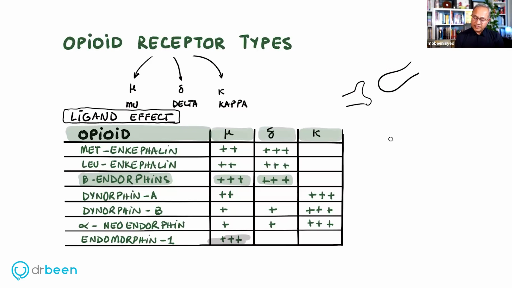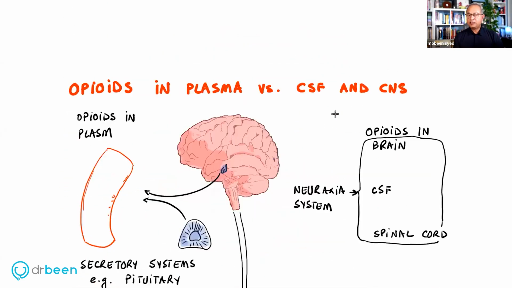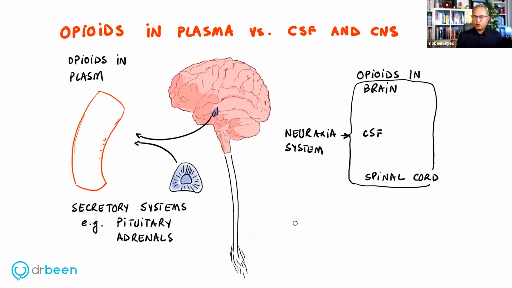Okay, so let's continue. Now, opioids in plasma versus opioids in CSF. This is also very important. The opioid substances that we find in plasma are produced by secretory structures. What are those structures? Anterior pituitary and, for example, adrenal glands. These produce opioids and put them in blood circulation. So when you find endorphins in the circulation, these are not coming from the brain.